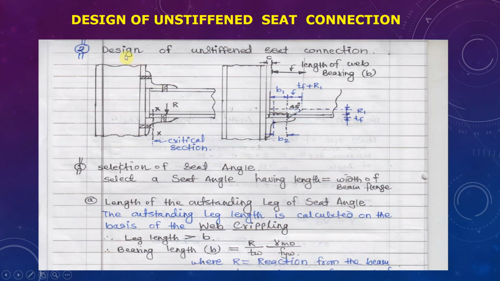Now let us study the design procedure of an unstiffened seat connection. Actually, there are three types of connection. One is a framed connection, another is an unstiffened seat connection, and the last one is a stiffened seat connection. A framed connection is a connection where all bolts are designed based on them transferring the actual reaction or actual load coming from the beam as a shear force.